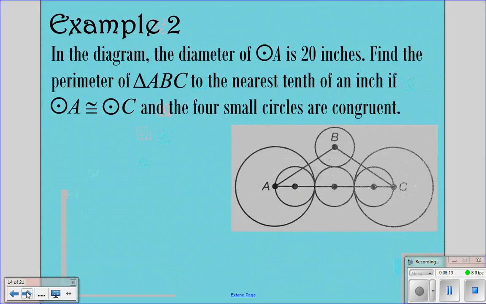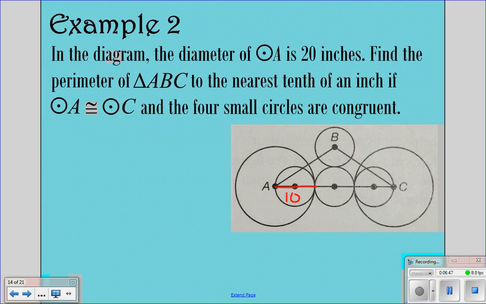Okay? So looking at this example, in the diagram, the diameter of circle A is 20, and we want to find the perimeter of our triangle if circle A and circle C are congruent, and the four small circles are all congruent. So, if we know that the diameter of circle A is 20 inches, that means that the radius is 10. So the radius of circle A is 10.